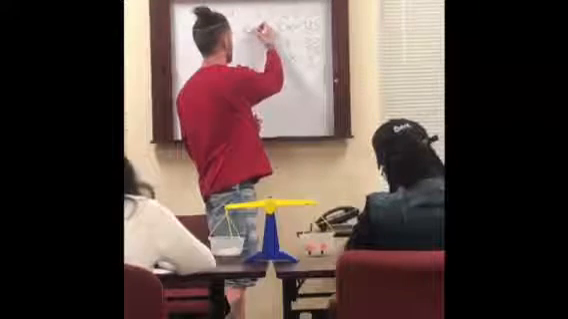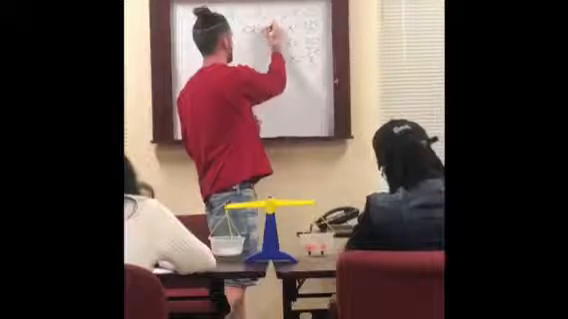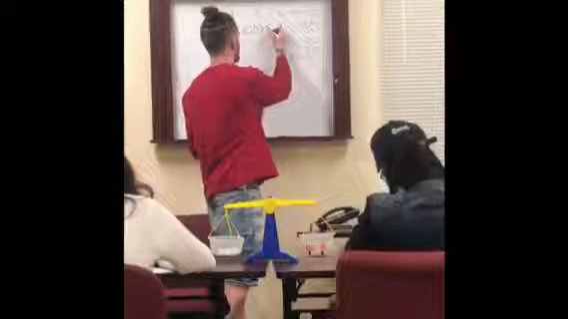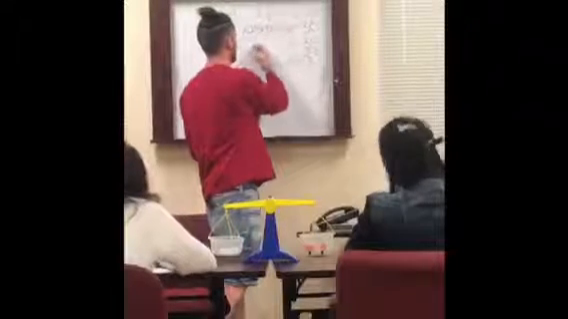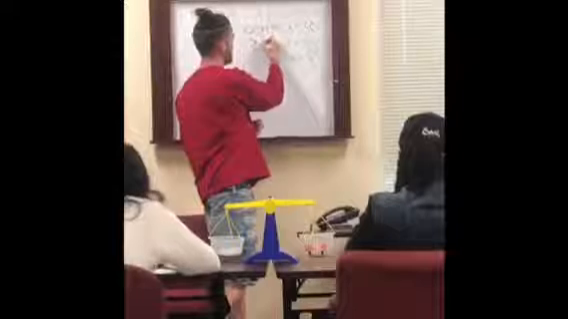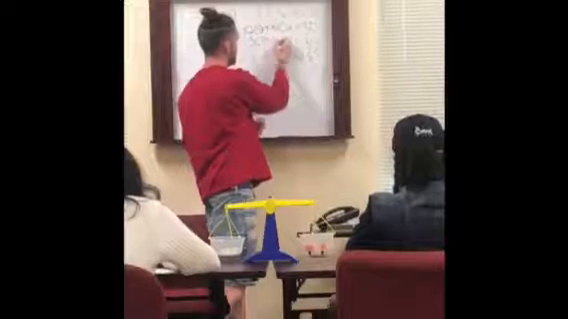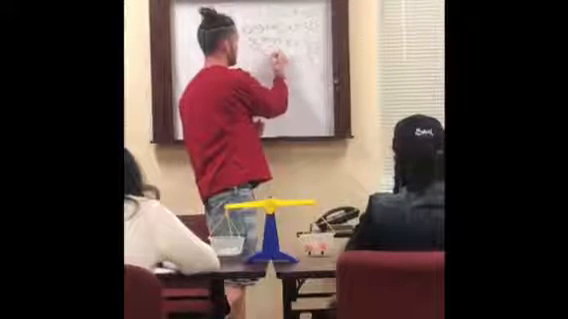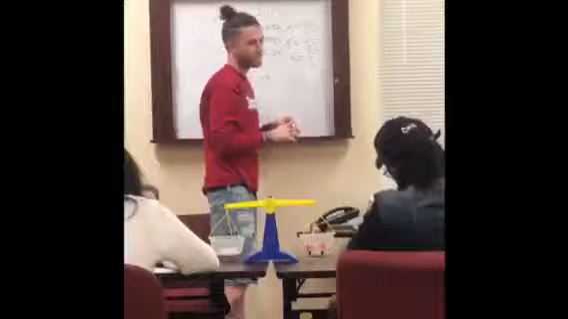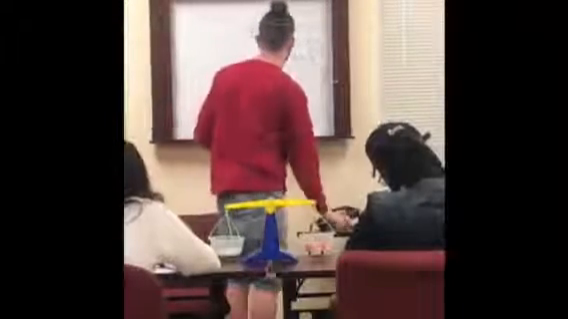So we have 10 times 3 minus 5 equals 25. So 30 minus 5 equals 25. 25 is equal to 25, right? Yep. Good job, guys.